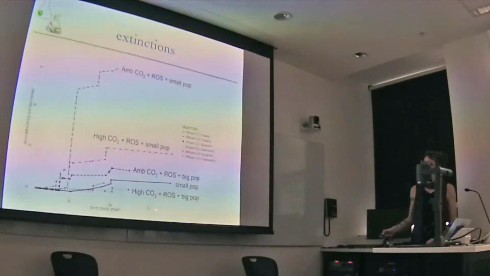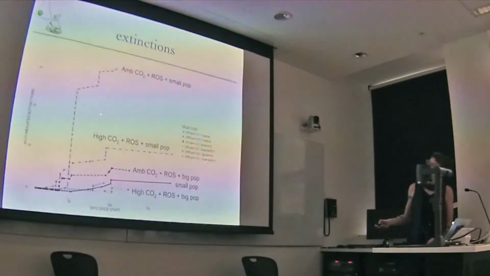So here's the entire selection experiment, 150 days. I think it went to 200. We ended up at 300. This is the first 200 days of the experiment. These are the accumulated number of extinctions, which is interesting. If you have a small population and you're at ambient CO2, that is the worst thing that can happen. Almost all of those populations went extinct.